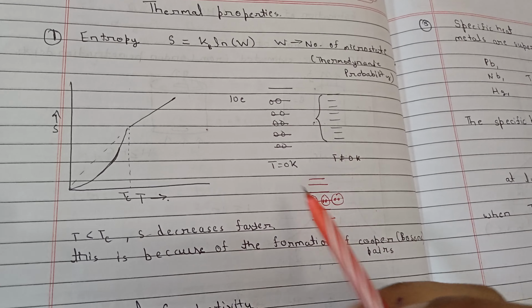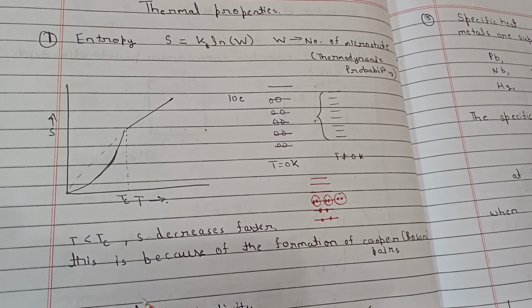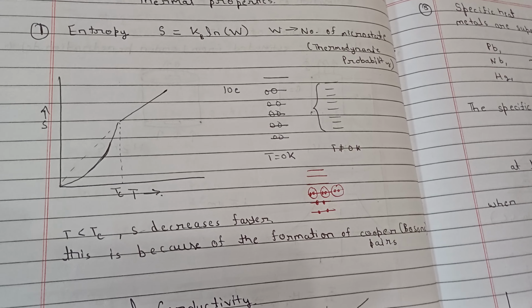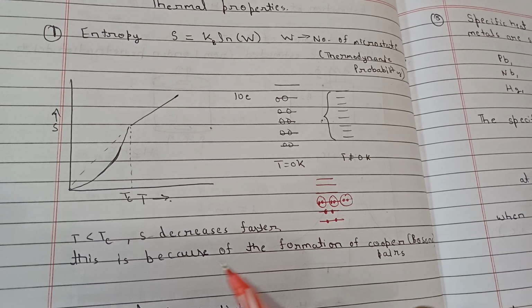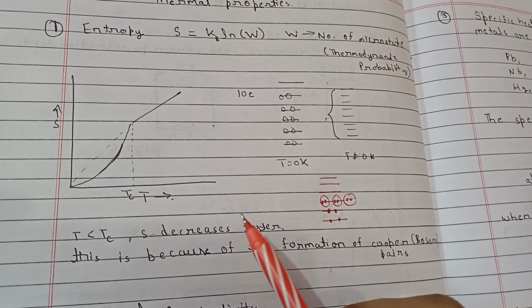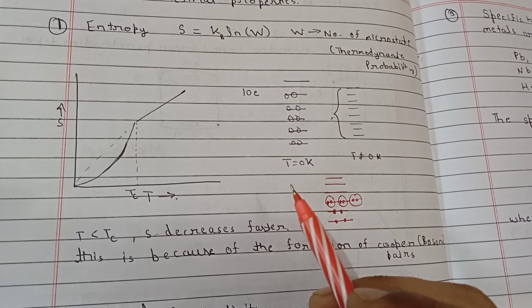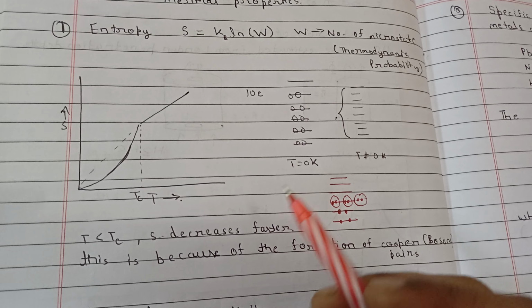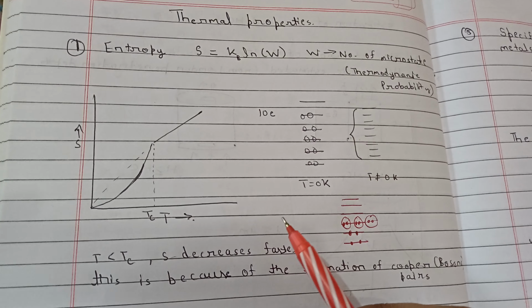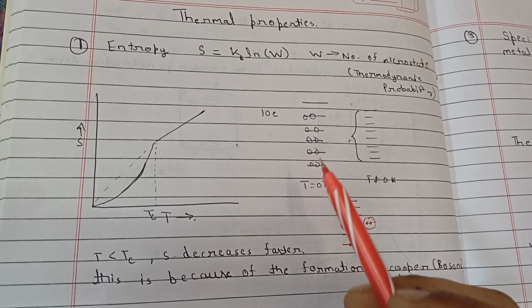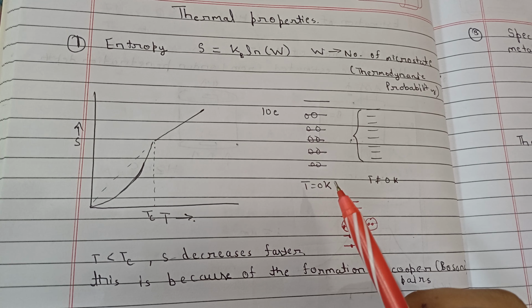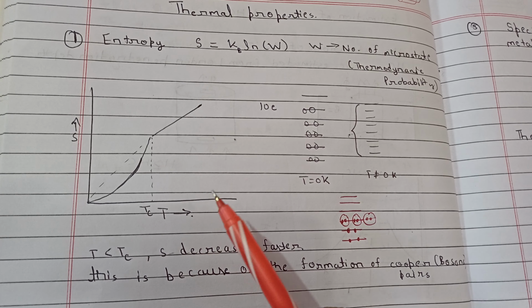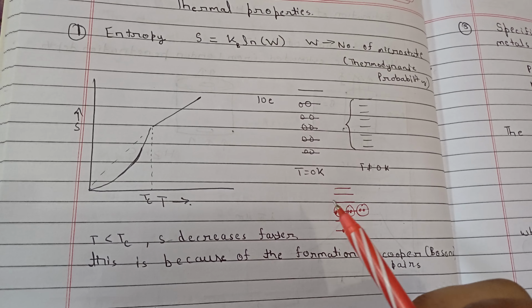What are Cooper pairs? I already told you in the last lecture. A Cooper pair is a bound state of two electrons whose net spin is 0, and they are bosons. So what is happening here? The entropy is decreasing because of the formation of bosons.